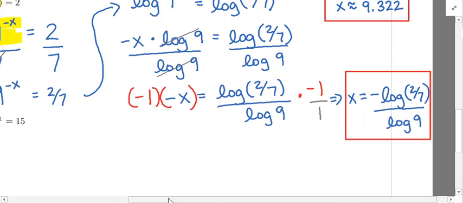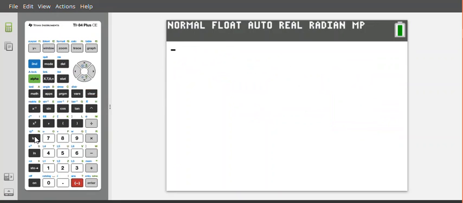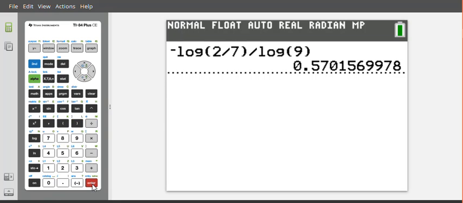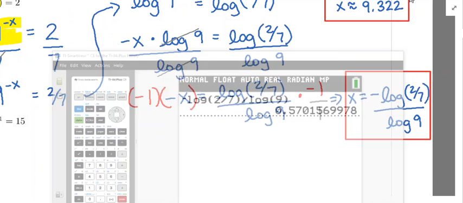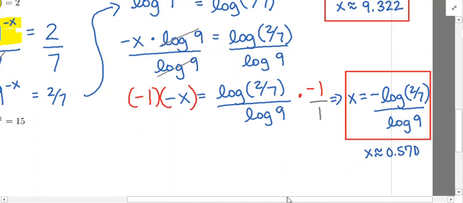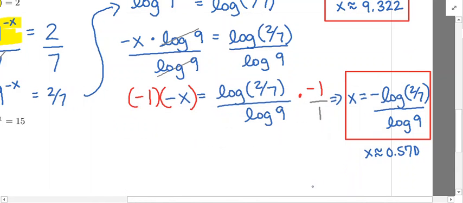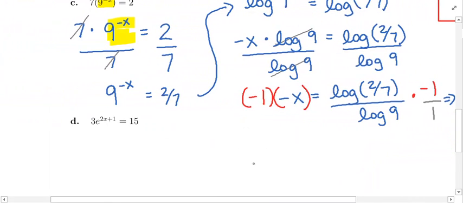Okay, so let's go to the calculator, type it in exactly like you see it. Okay, this is going to be the negative log of 2/7 divided by the log of 9. Okay, so here's your answer. Okay, we're rounding to 3 decimal places, so 0.570 is our approximation. Okay, x is approximately 0.570. Okay, making sure I wrote that down right. Yes. Okay. All right, let's move on to part D.